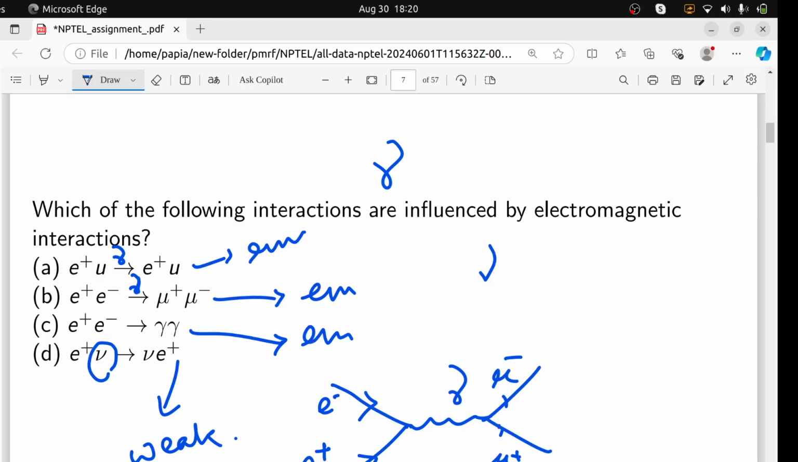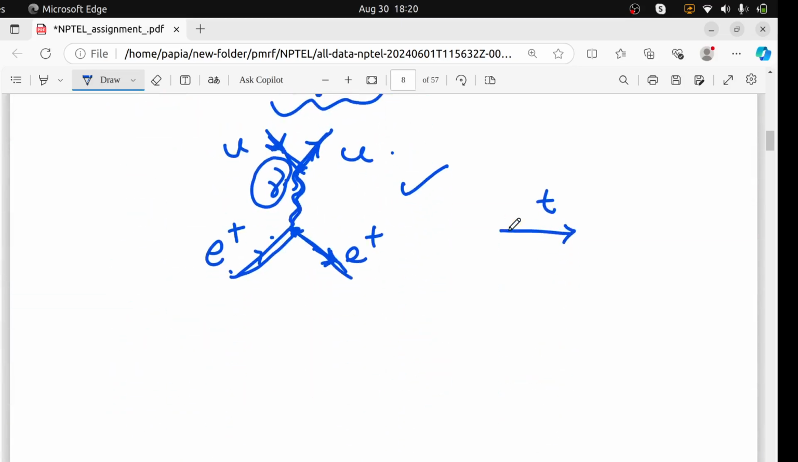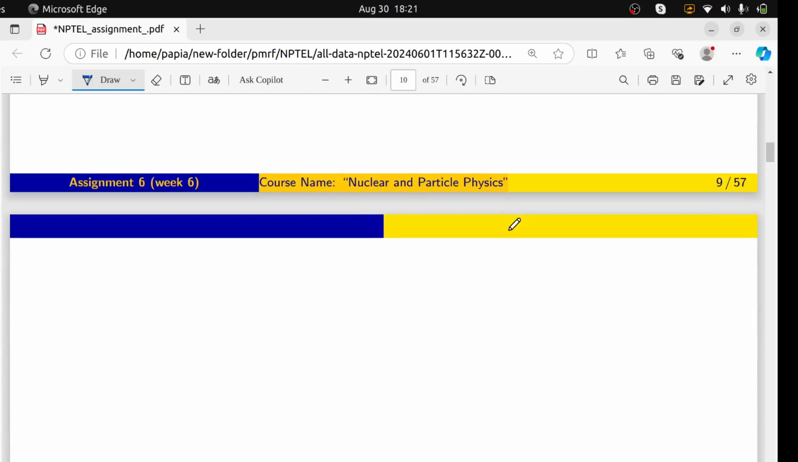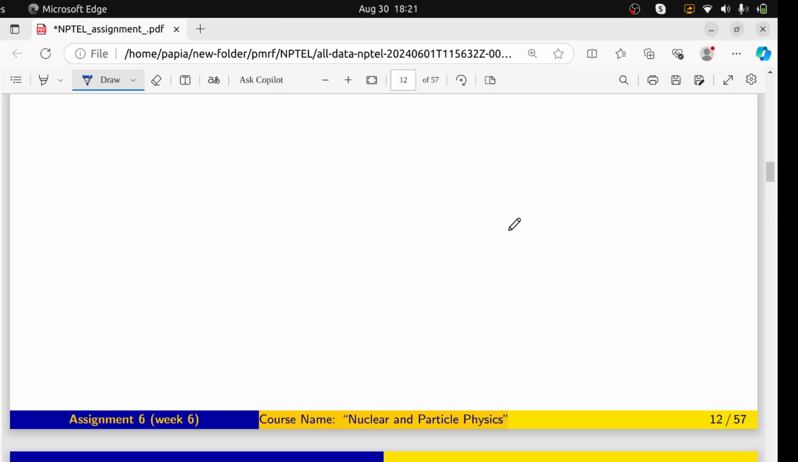So the main thing is that, influenced by electromagnetic interaction, the answer will be A, B as well as C, because these three options are governed by electromagnetic interactions, and this one is obviously governed by weak interaction, because the neutrino is present here. So the answer for this question will be A, B and C. These three are influenced by electromagnetic interactions. So maybe we can go to the next question.